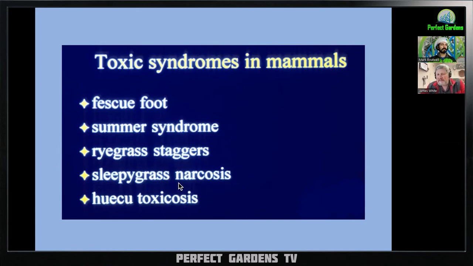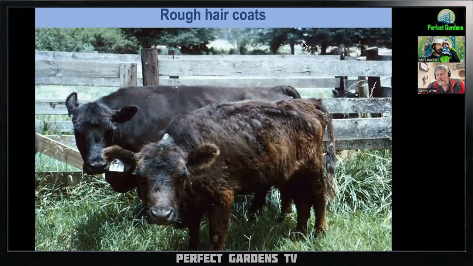Sleepy grass, this is one you have probably not heard about. It occurs in wild grasses. Ueku toxicosis, this is an Indian name from South America. The Amerindians down there, I think this is one of their names. This is Ueku, what they call the poison grass.